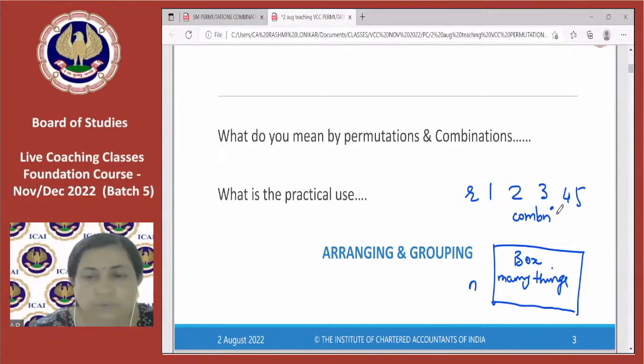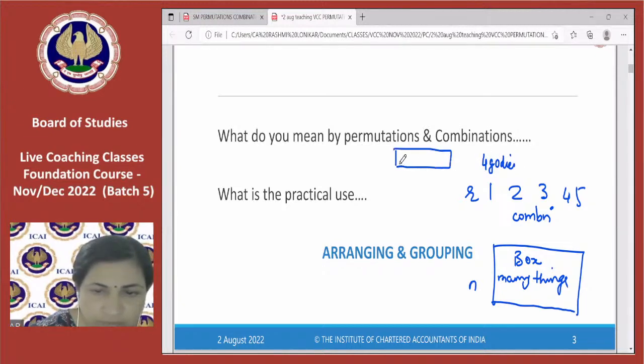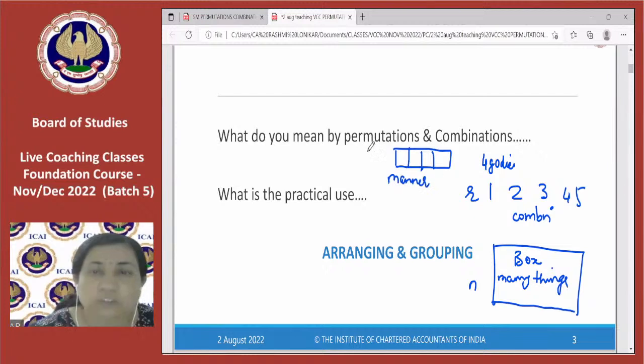Now, suppose child number 1 has got 4 goodies. If I want to arrange these goodies in a particular manner, this is known as permutation.